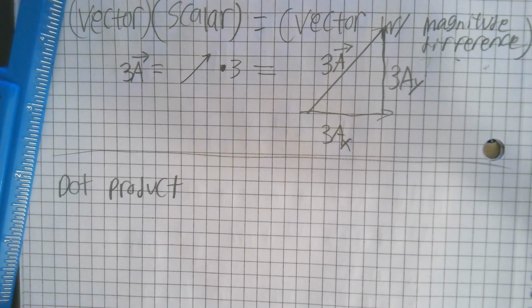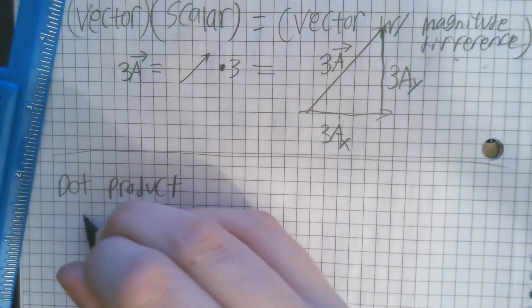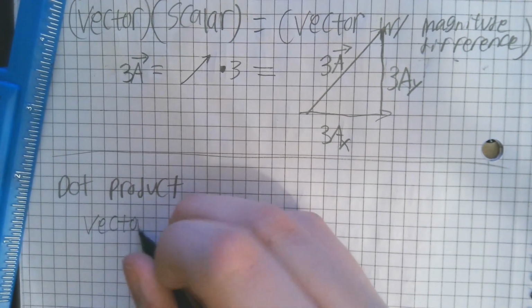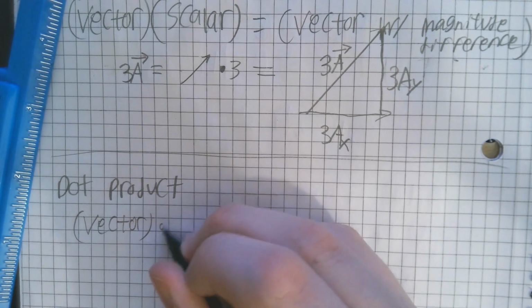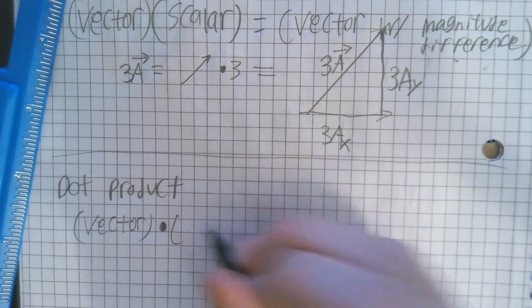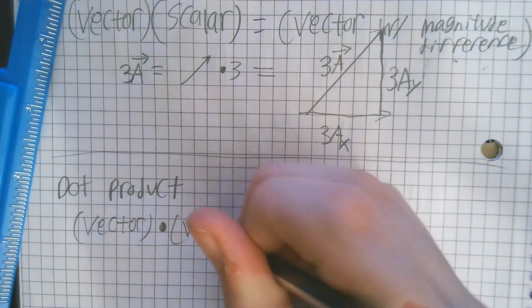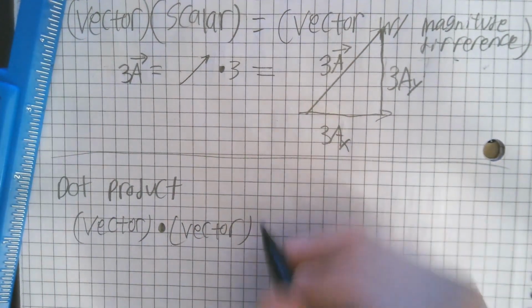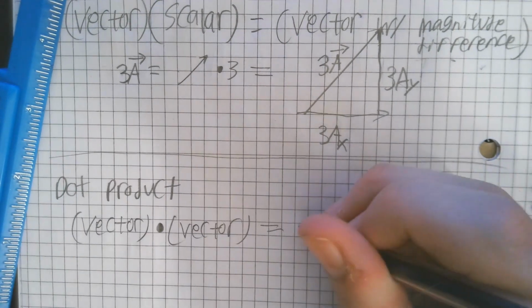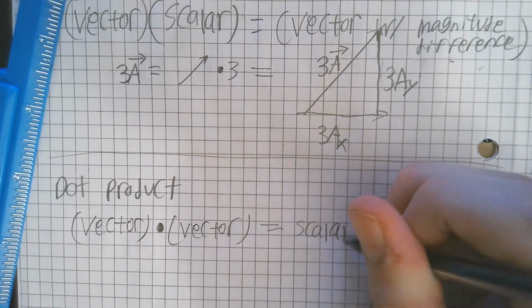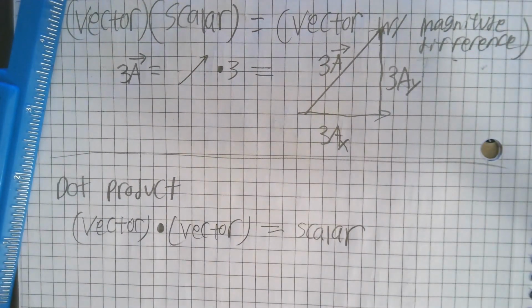So, a dot product is going to mean that we take a vector and we multiply it by a vector. Here's where I'm going to use the dot. That's why I didn't use it earlier. And we will get a scalar out of this.